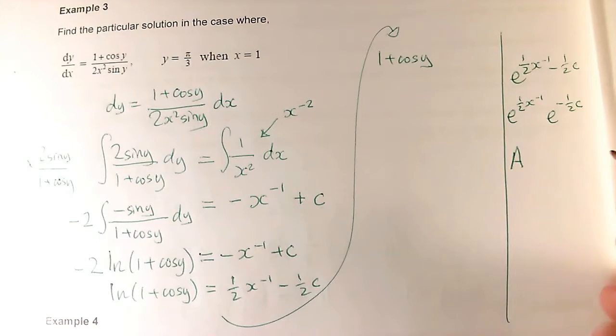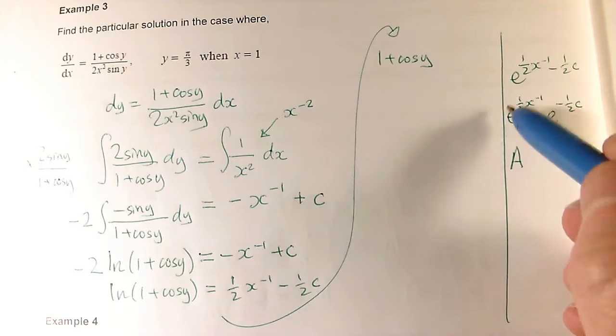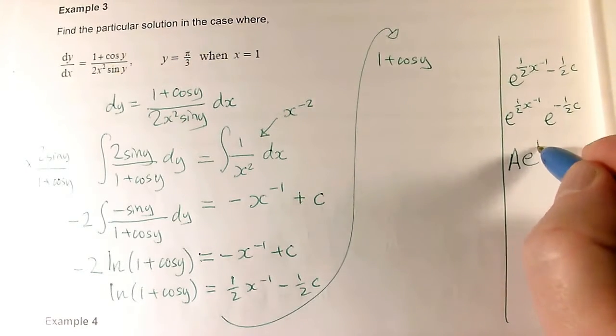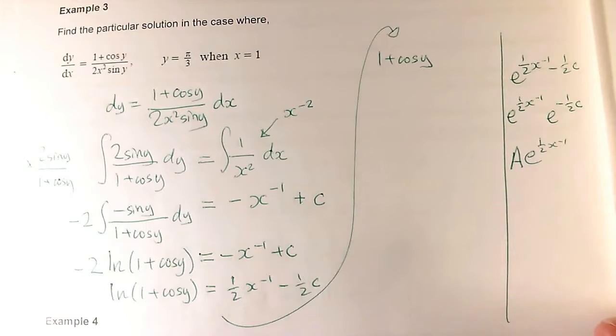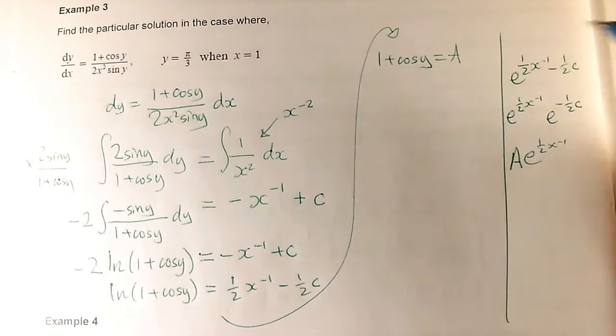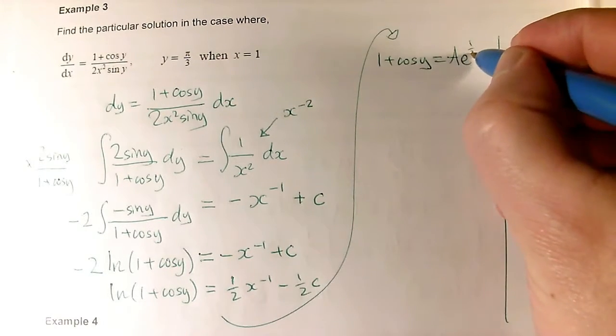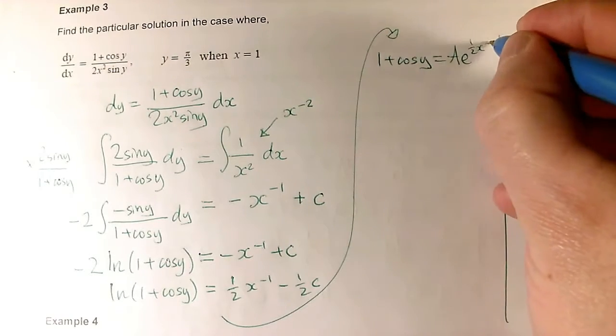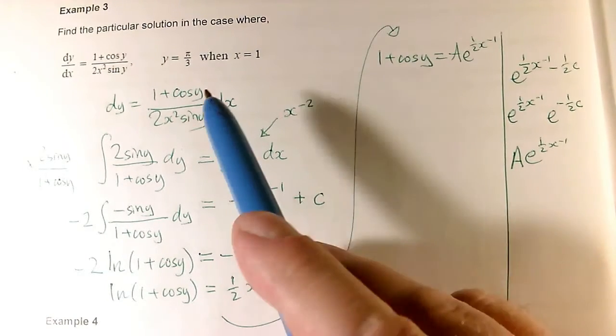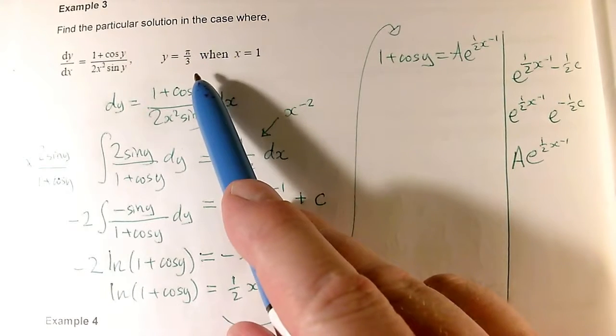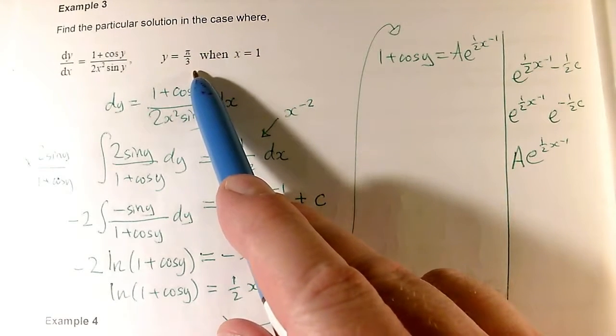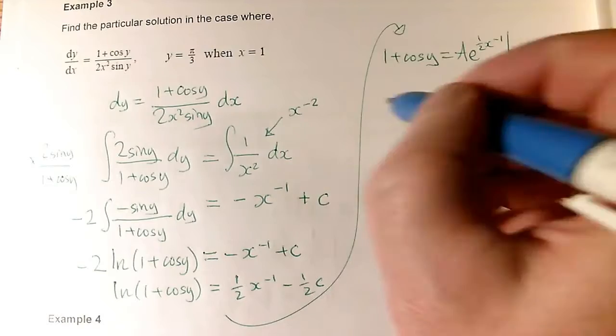So as we were expecting, we're going to get a times an e thing. Okay? And in fact, I think I've done it all because in this particular case, simplifying e to the power, there's no log in that. So I'm just going to leave that as that. So I'm going to have a e to the power of a half x to the power minus 1. And now I've got to find y equals pi by 3 when x equals 1. So I'm going to substitute those things in.